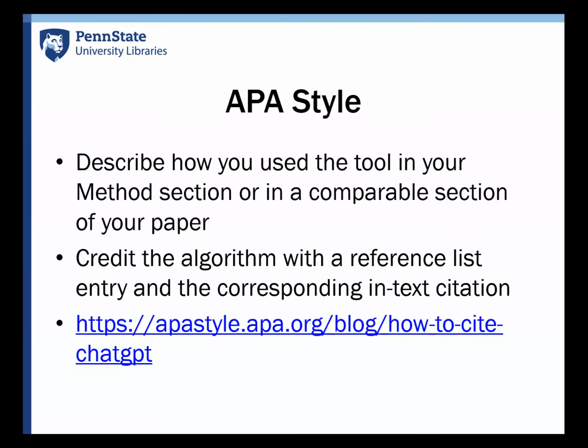So APA says to describe how you use the tool. They say the methods section, but we know that undergraduate papers don't necessarily have a methods section, but they do say to talk about how you use the tool at some point in the paper. And they say to include an in-text citation and something in the reference list.